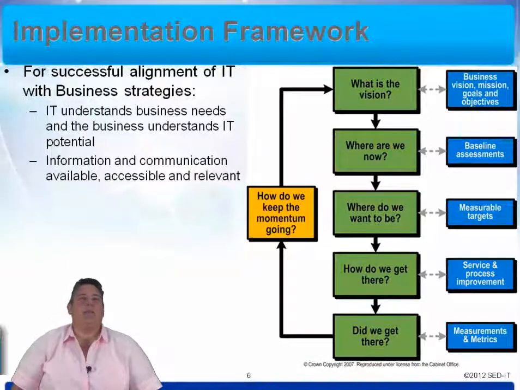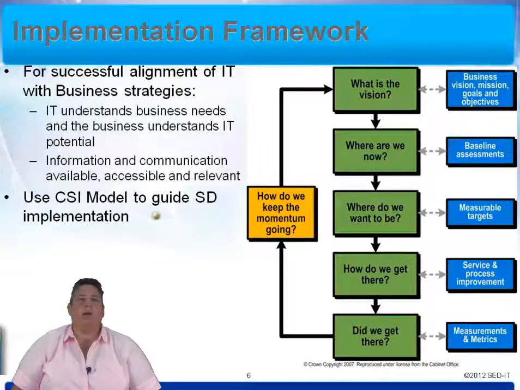Lastly, for successful alignment of IT with business strategies, we have to ensure that the appropriate information and communication is available, accessible, and relevant. So how do we go about doing all of those alignment activities as well as implement either service design or a service? Well, use the CSI model to guide this implementation.